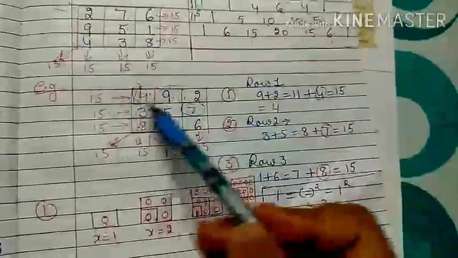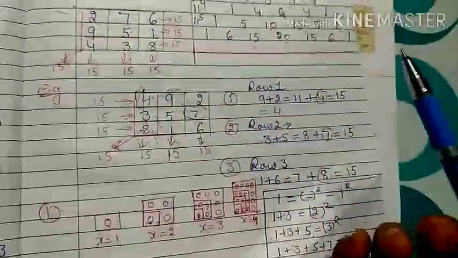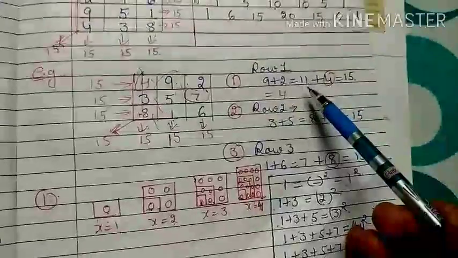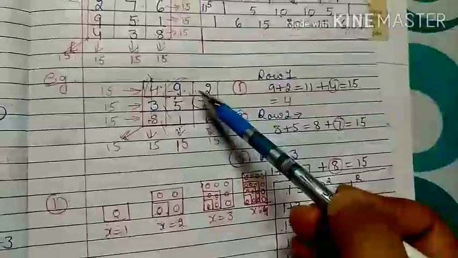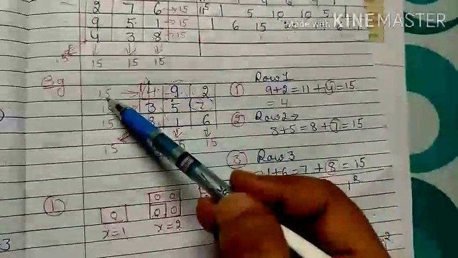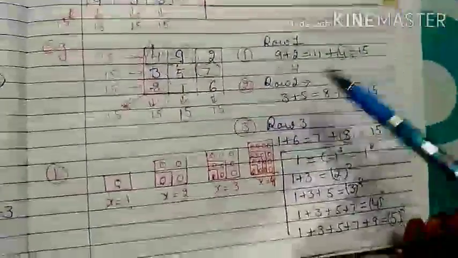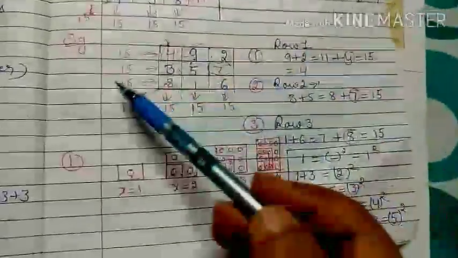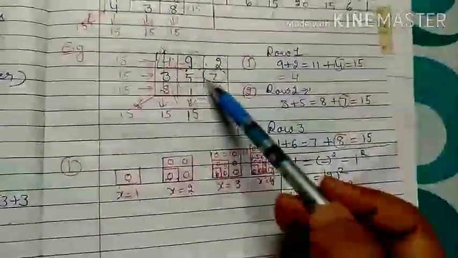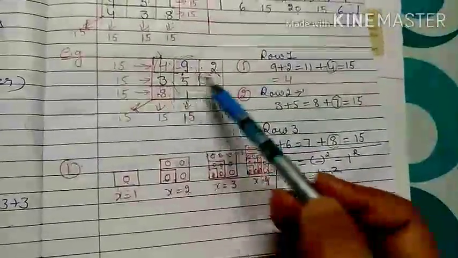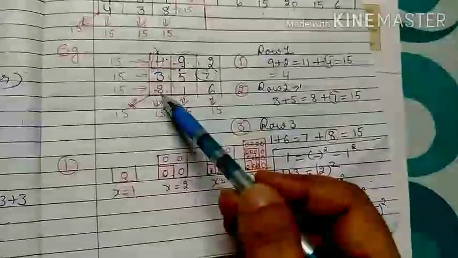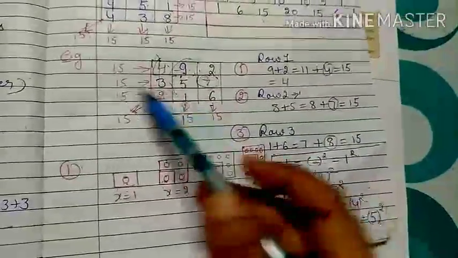I start from here. Now row 1: I know that this row's total will be 15. So what number should I add to 11 to get 15, or you can subtract 15 minus 11, which gives you 4. Similarly in row 2, this number is missing: 3 plus 5 is 8, and 15 minus 8 gives you 7. And here in row 3, this number is missing: 6 plus 1 is 7, and 15 minus 7 gives you 8. So this way you can identify the numbers.